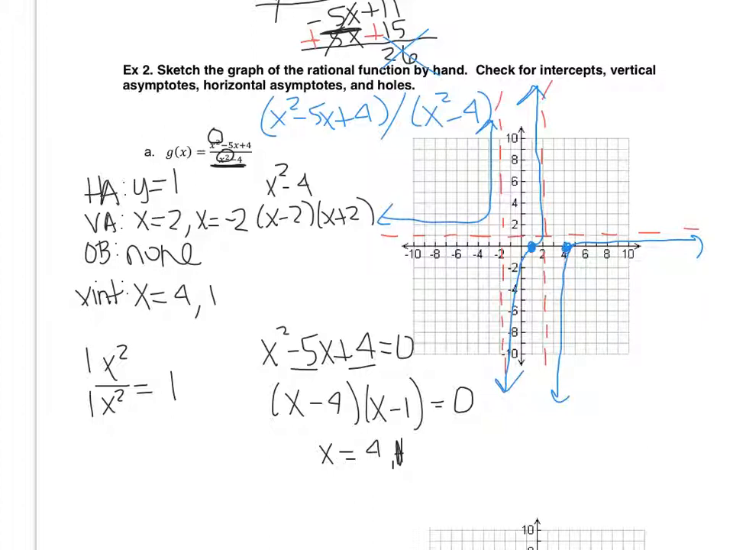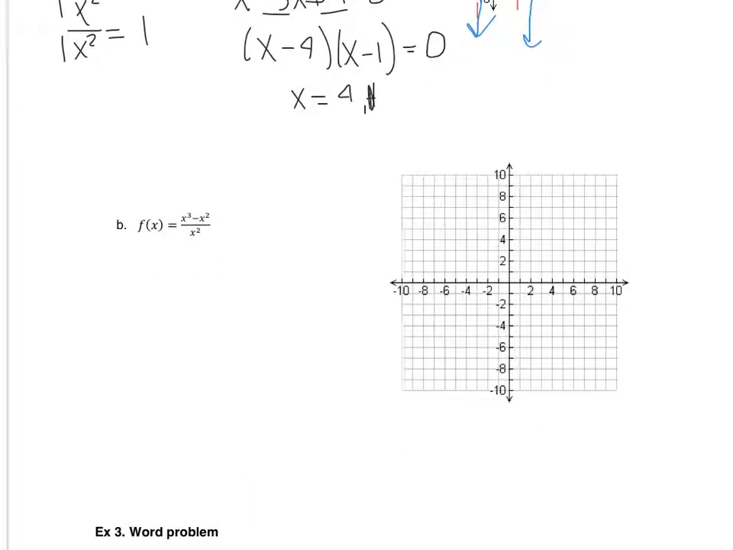Now notice we don't have any holes on this one because when we factored the top, we got x minus 4 times x minus 1, and when we factored the bottom, we got x minus 2 and x plus 2. None of those canceled, so that did not create any holes for us. On our next graph, on example B, we are going to experience a hole. So let's go ahead and jump down there.